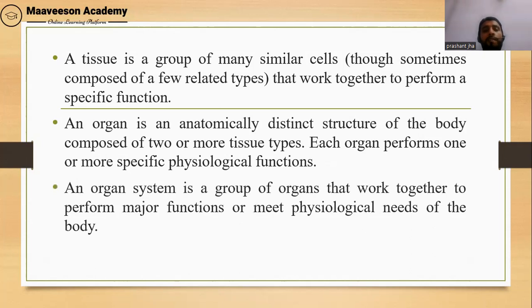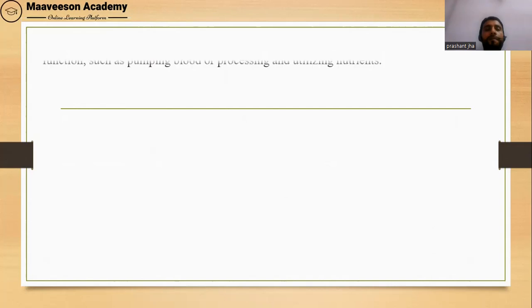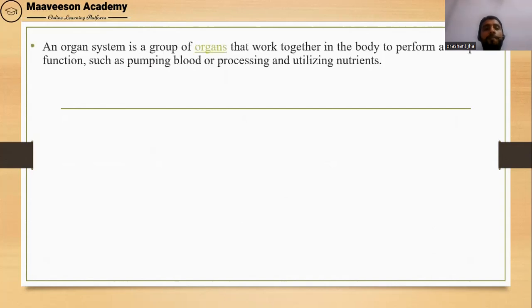An organ system is a group of organs that work together to perform major functions or meet the physiological needs of the body. An organ system is a group of organs that work together in the body to perform a particular function, such as the pumping of blood or processing and utilizing nutrients.